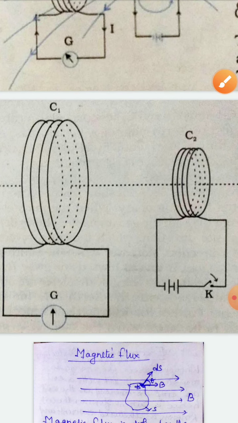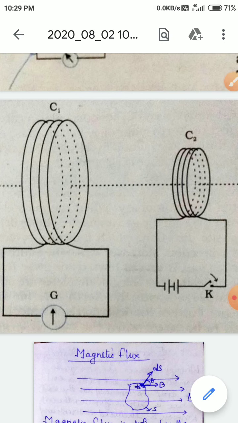Here again you can see that a tapping key is connected with a coil C2 and a battery, and another coil C1 is connected with the galvanometer. Now, when the key is closed, a momentary deflection is observed in the needle of the galvanometer. When it is released, again the needle shows deflection, but the direction of deflection is just opposite to that of the previous one.